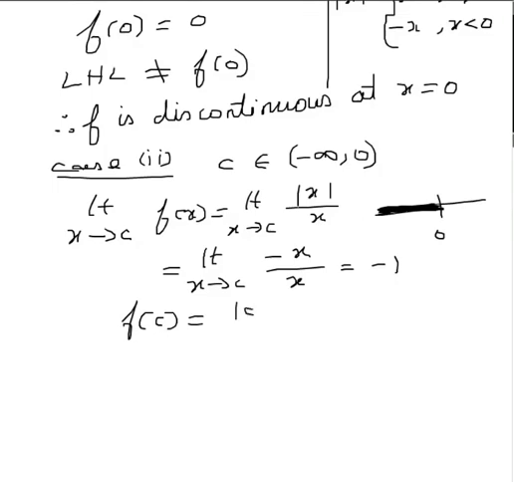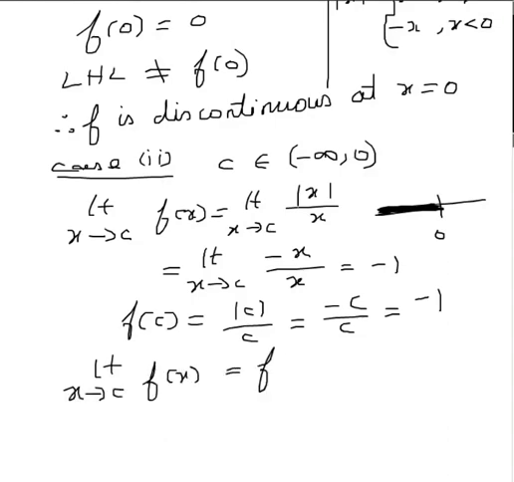And f of c I have to calculate, which is absolute value of c by c. Again, c is negative in this case. I can write it as minus c by c. That is the definition of absolute value function, which gives you minus 1. These two values are equal. Therefore, f is continuous for all c belonging to minus infinity to 0.